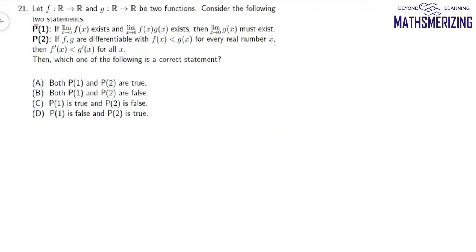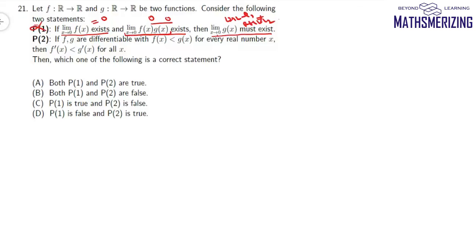We are given two statements. P1 is if limit f(x) exists and limit f(x) into g(x) exists, then it implies limit g(x) must exist. It may not necessarily be true. So now suppose I have this function f(x) whose limiting value is 0, and suppose I have this g(x) whose left hand limit is L1 and right hand limit is L2, and L1 is not equal to L2. So if I multiply both of them, then when I solve f(x) into g(x), I get left hand limit as 0 and right hand limit as also 0. In this case, this limit f(x) into g(x) exists even when this limit g(x) doesn't exist. So this P1 is wrong.